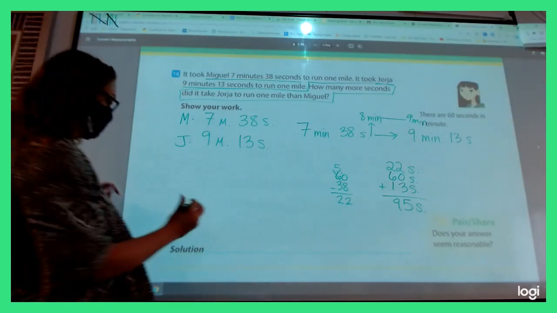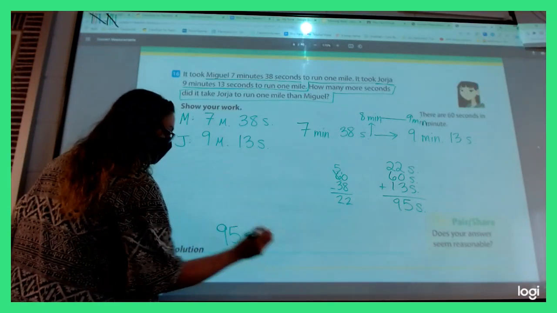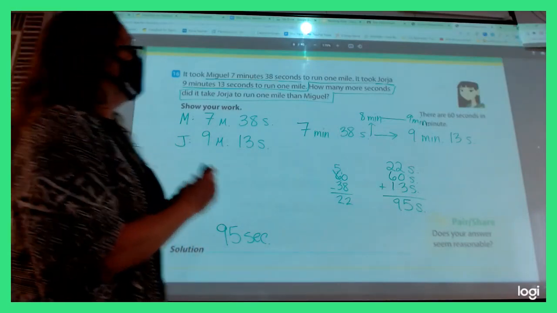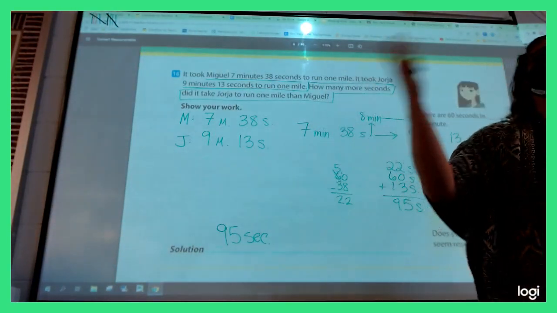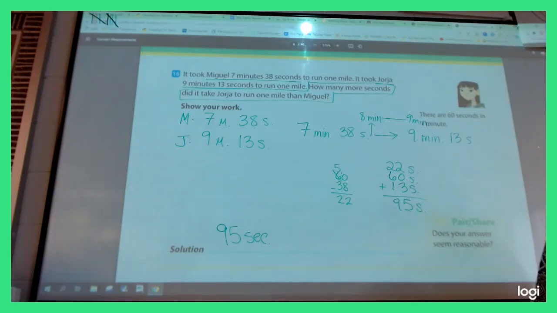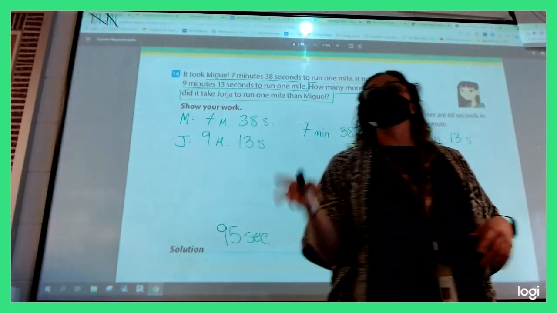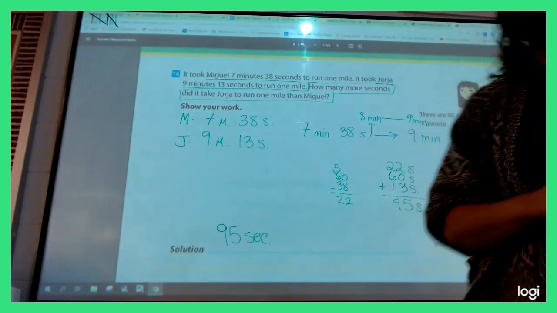So 95 seconds is not how long it took her, but how much longer it took her. Noah? I multiplied the 7 and the 9 by 60 and then added on the seconds to them, and then I subtracted. Yep, Noah changed all of his minutes into seconds and then was able to subtract. So there's a lot of ways to do it.